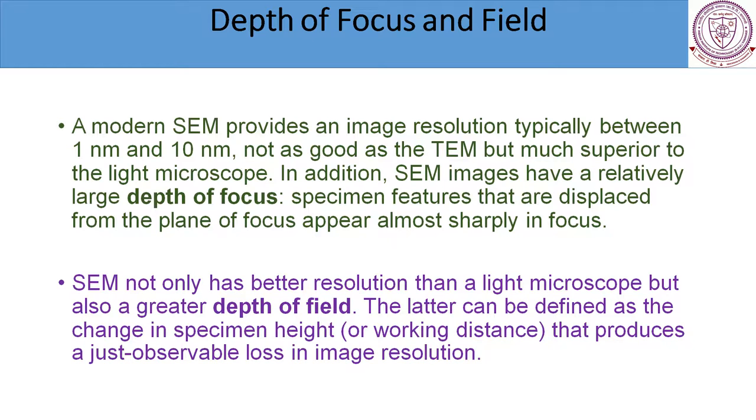So SEM images, that is, scanning electron microscope images, have a depth of focus, and as I have told you, this remains in the image space. It also has better resolution than a light microscope. But the most important advantage is depth of field. I am going to demonstrate with the help of a scanning electron microscope micrograph how a light microscope and the scanning electron microscope are different by looking at the features at different depths. It is the depth.